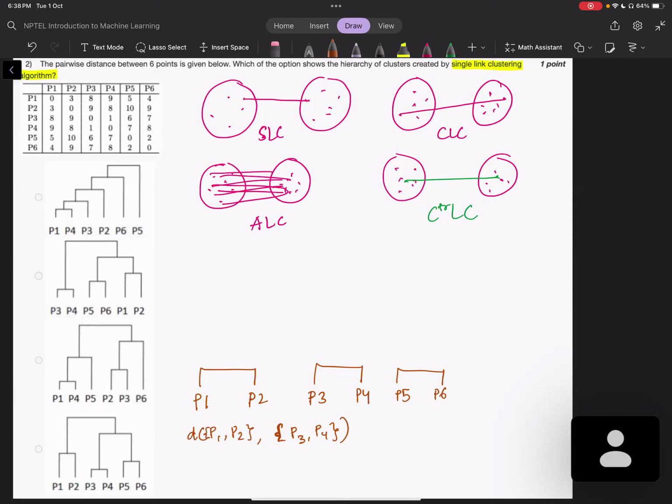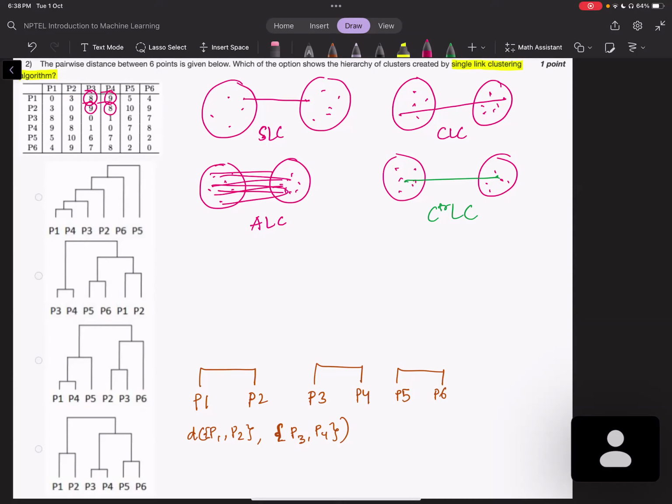P1 to P3 is 8. P1 to P4 is 9. Similarly, P2 to P3 is 9. P2 to P4 is 8. So which is the closest one?